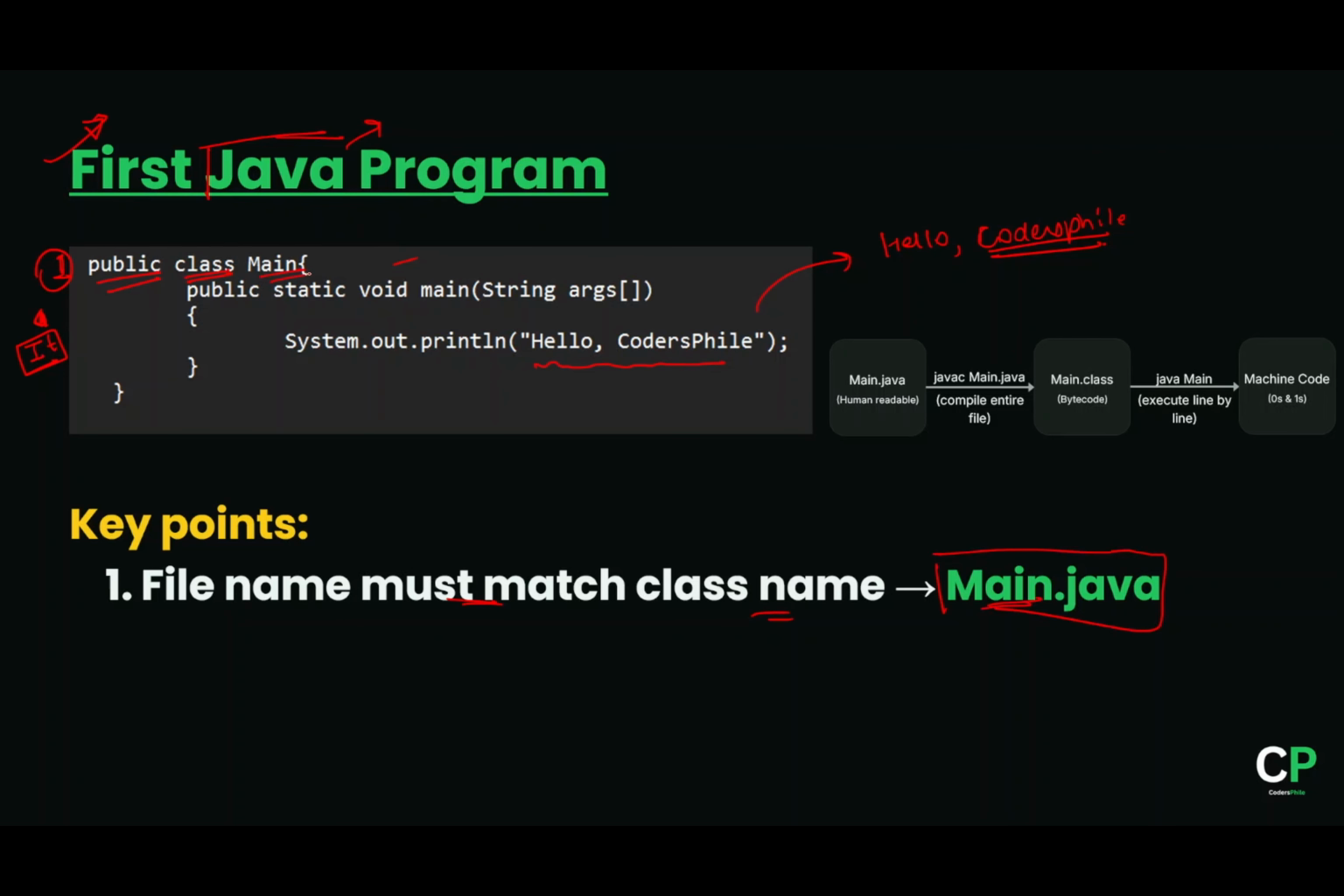Now let's come to the next line: public static void main, String arguments. This is the entry point of any Java program. If you are familiar with C or C++, just like int main there, this main is the entry point of the Java program. So it is the main method.